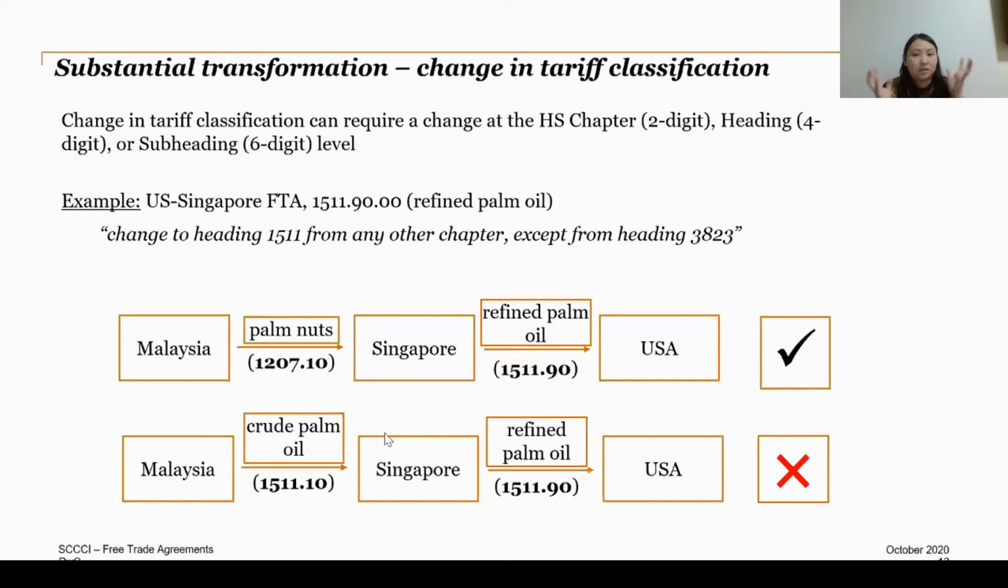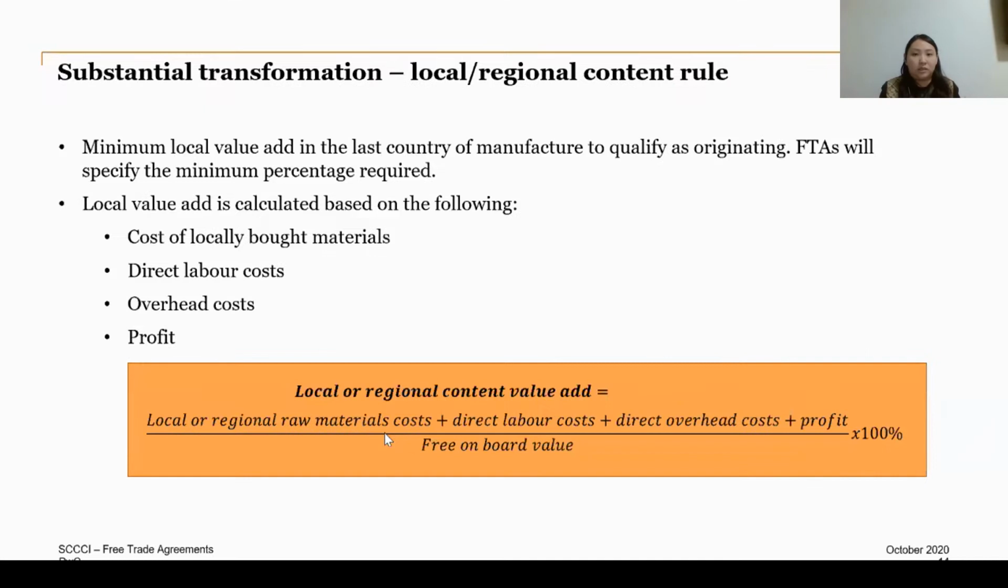So you can see the concept here. The more processes that you do in Singapore, the more likely you are able to qualify for the FTA. This goes under the thinking that we're trying to benefit Singapore and not really trying to benefit Malaysia under the Singapore-US FTA, right? So we want to pull processes into Singapore.